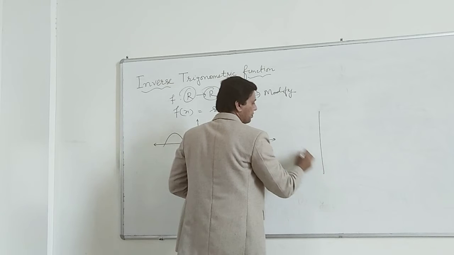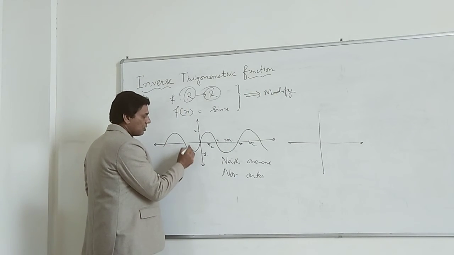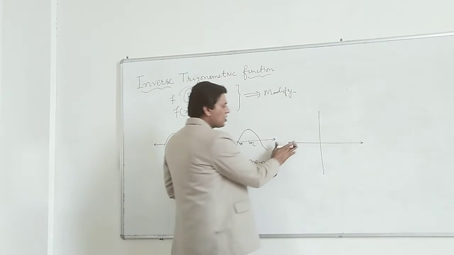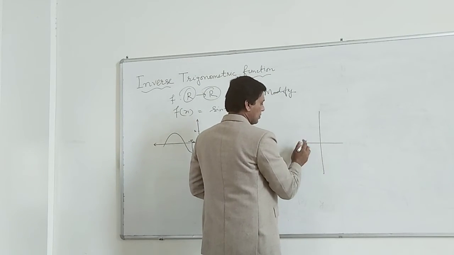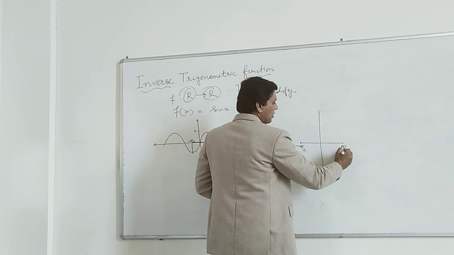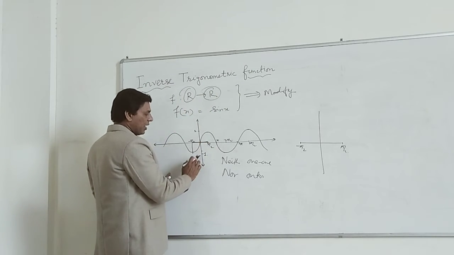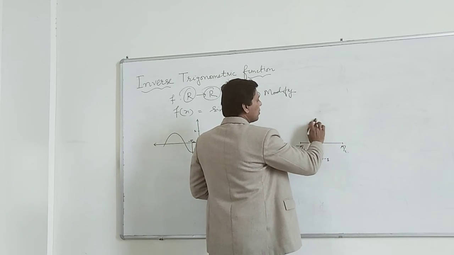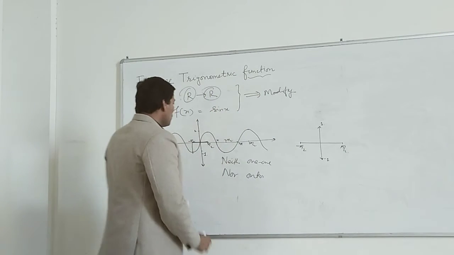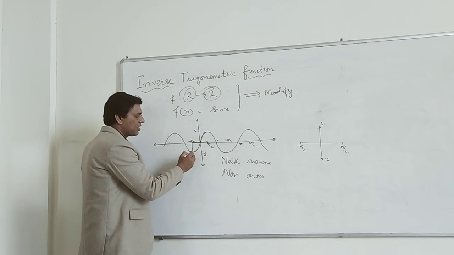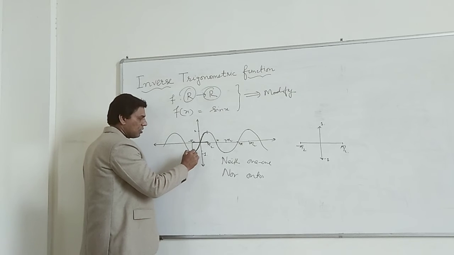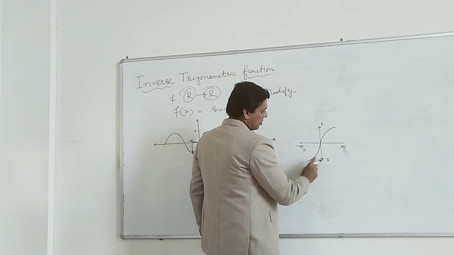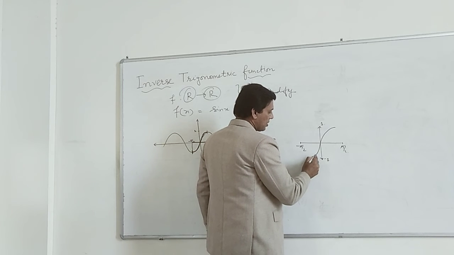So how can we modify it? Suppose I take only the part of the domain from minus pi by 2 to pi by 2. Suppose this point is minus pi by 2 and this point is pi by 2. Similarly, I modify the codomain, so I take minus 1 to 1. So I am dealing with this branch only of this curve. I am taking this arc only. This is called the principal arc.